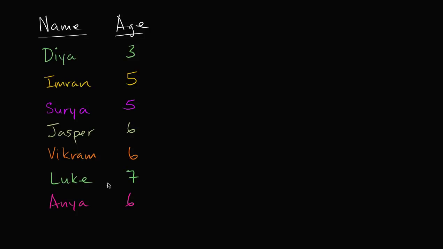Let's say we're having a birthday party, and these are the kids at the birthday party. And all of the kids, they have a bunch of different ages. And what we are curious about is, how many kids of each age do we have? Well, to help think about that, we can draw what is called a line plot.